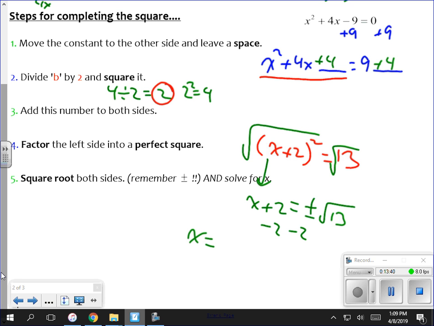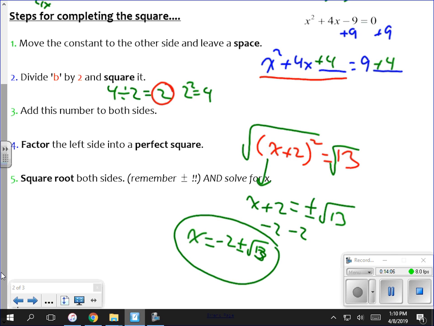equals. I cannot combine the negative 2 or the minus 2 with the square root, for one reason: that's plus or minus. So my answer is negative 2 plus or minus the square root of 13. That's my answer. And I technically have 2 answers.